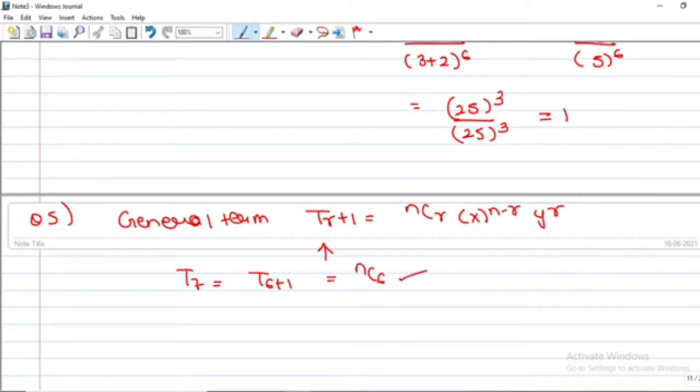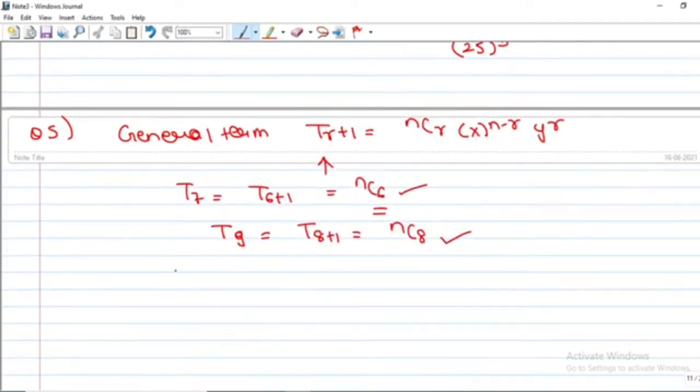If you need to find t6, you cannot write 6 here. You have to break it into 1 plus the power. If I tell you to find the 9th term, how will you write it? T8 plus 1, which you will write as nC8. So I hope you have understanding. Here in the question they are asking to find the t6 term, so we will write it as t5 plus 1.